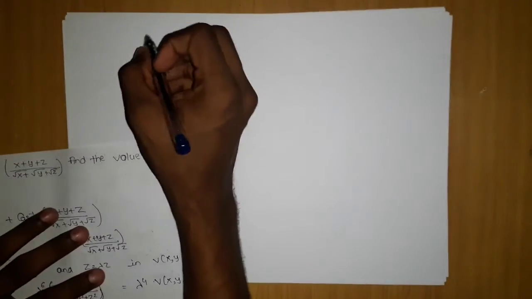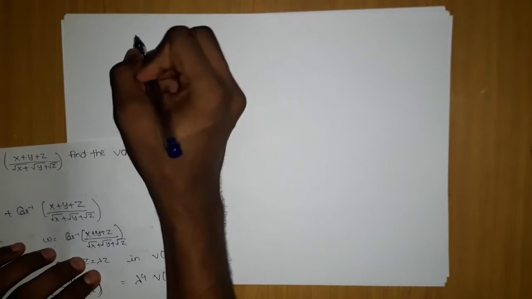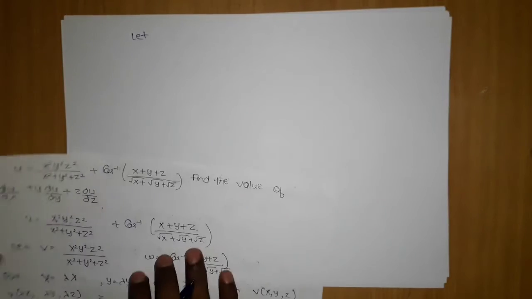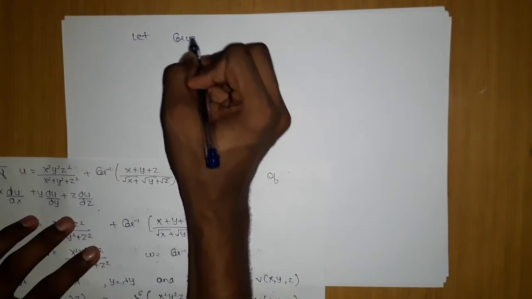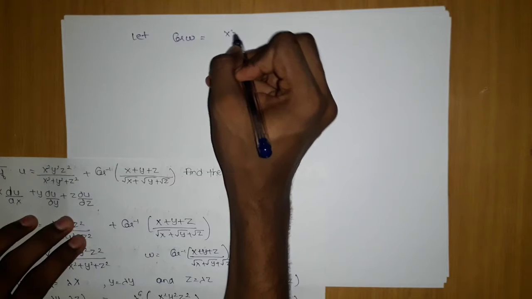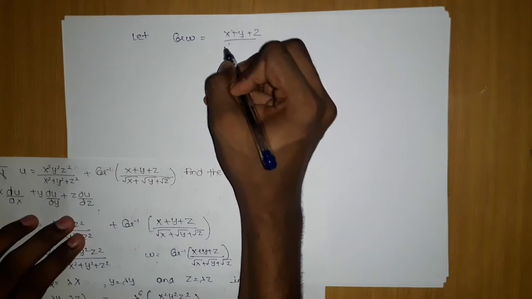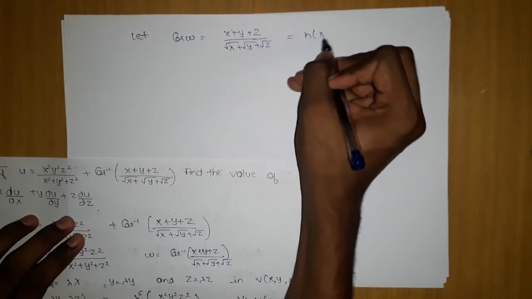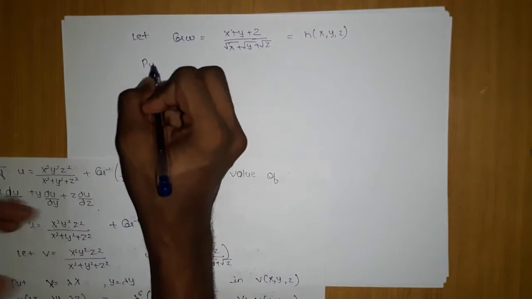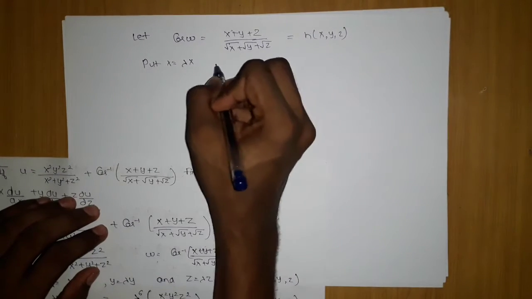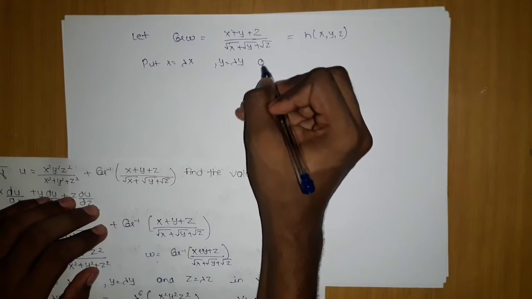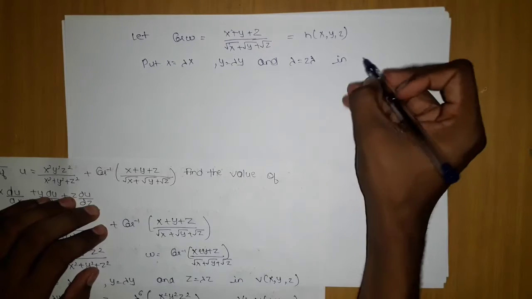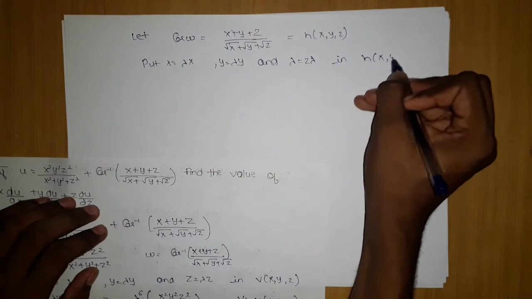Now what we are going to do next, we know how we have to solve. We have to solve this by deduction. We take the cos to this side, so it will become cos w equals x plus y plus z, the whole upon under root x plus under root y plus under root z, which equals h of x comma y comma z. Put x equals lambda x, y equals lambda y, and z equals lambda z in h of x comma y comma z.